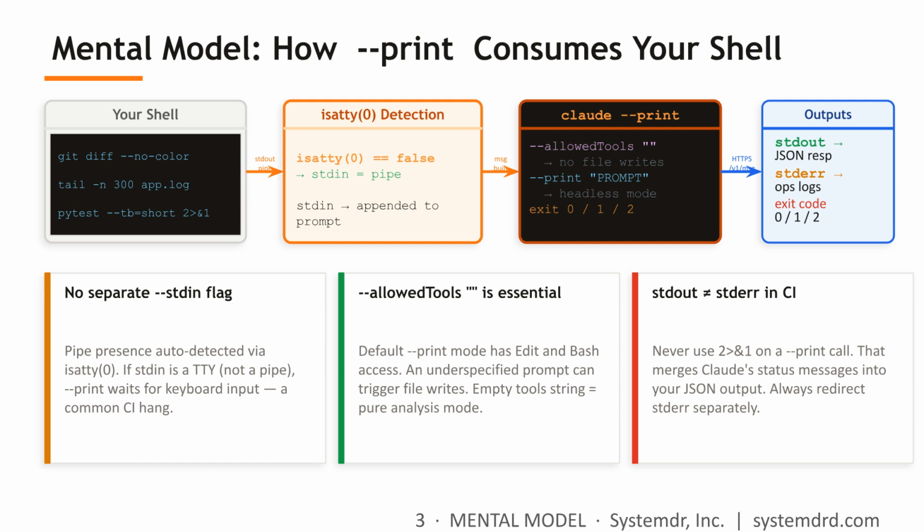Box 4, outputs. This is the contract. Stdout gets the response text. Stderr gets operational messages, rate limit warnings, token counts, authentication errors. Exit code 0 means success. Exit code 1 means an API error, including token limit overflow. Exit code 2 means an authentication failure. The 3 insight cards at the bottom summarize this. No separate --stdin flag, --allowedTools empty string is essential, and stdout is not stderr in CI. That last one catches people constantly. We'll come back to it.